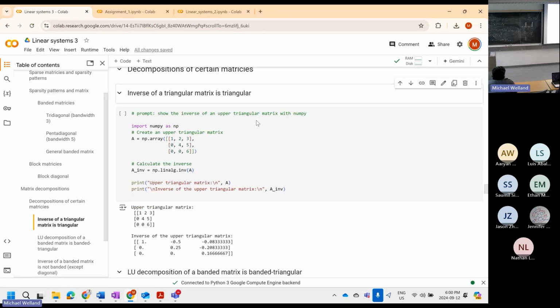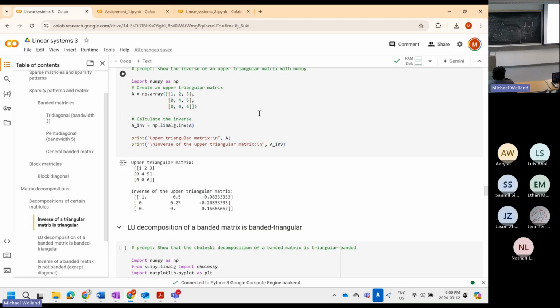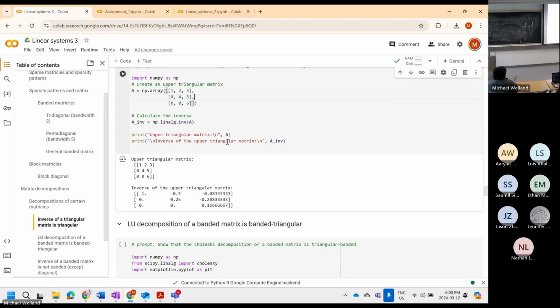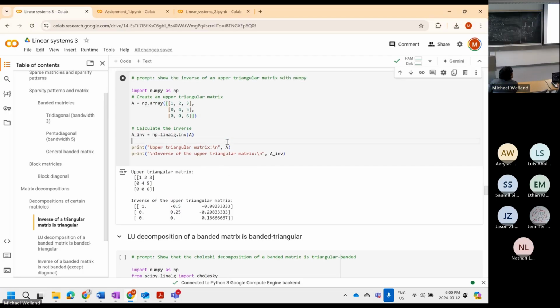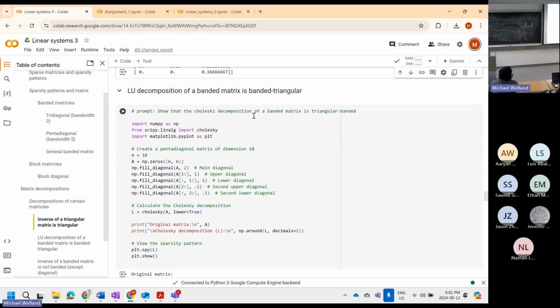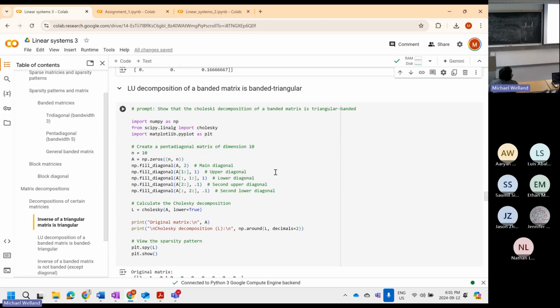First of all, the inverse of a triangular matrix is triangular. This is just a nice little demo. When you run this, you're just going to see that, yes, in fact, the inverse of an upper triangular matrix remains upper triangular. Great.